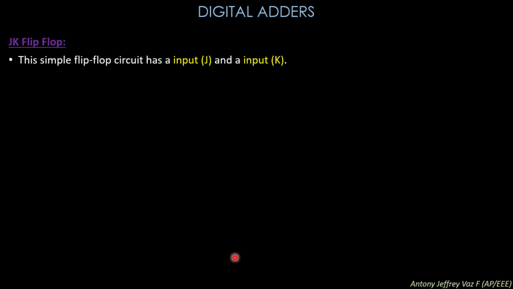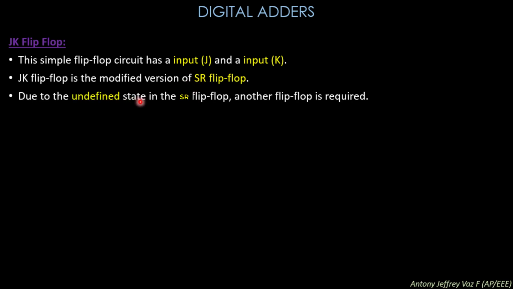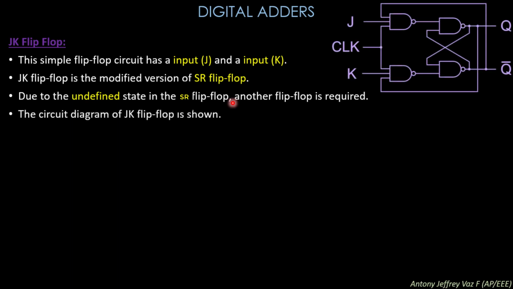And next we are going to see about the JK flip-flop. This is a simple flip-flop circuit that has a J input and K input. JK flip-flop is the modified version of the SR flip-flop. Due to the undefined states present in the SR flip-flop, another flip-flop is required. In the SR flip-flop you have an undefined state, so this should be rectified, and this rectification is done with the help of the JK flip-flop. The circuit diagram of the JK flip-flop is shown here.